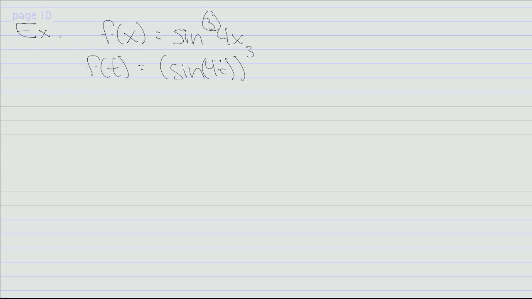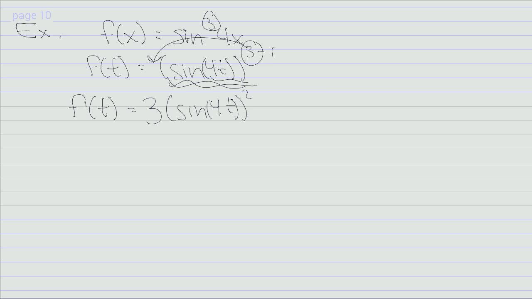Okay, so clearly we have the power rule, we've got stuff within stuff. So we're going to start by applying the power rule. Bring the 3 out front. F prime of t is equal to 3, leave everything else the same for now, sine of 4t. That now gets squared because we bring it down a power.